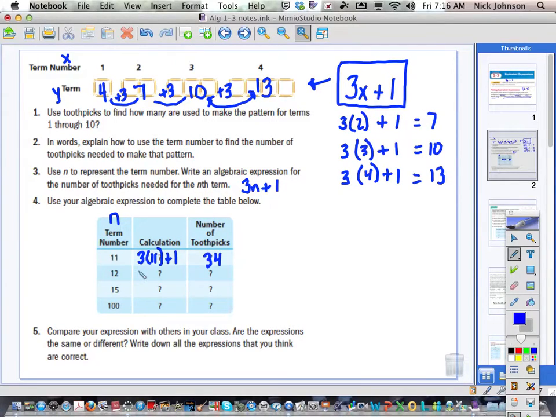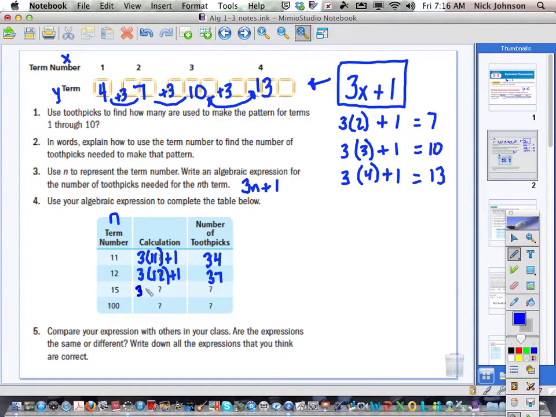The next calculation, using 12. 3 times 12 plus 1. 3 times 12 is 36, plus 1 is 37. Notice I'm using my, please excuse my dear Aunt Sally. 3 times 12 first, then plus 1.